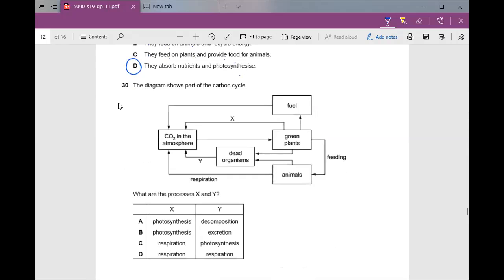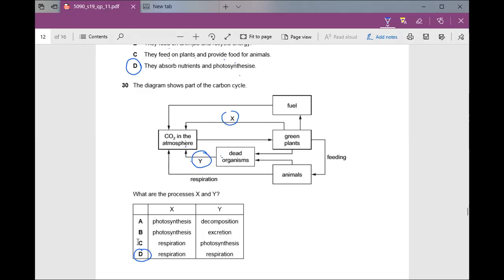Number 30 is, the diagram shows the part of a carbon cycle. Here we have to find out what is the process of X and Y. Okay, so here we are observing that green plants produce carbon dioxide in air, and dead organisms, they are also releasing carbon dioxide in the air, right? So number 30 answer is D, right?